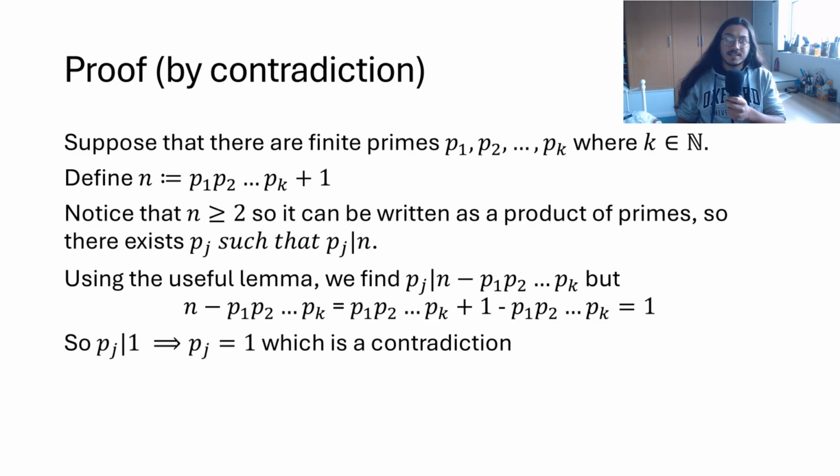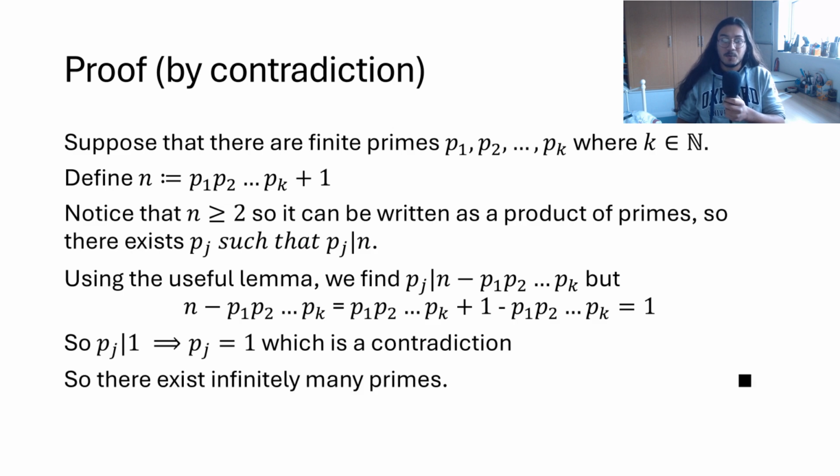The reasoning for that is any number that divides 1 must then be equal to plus or minus 1. But pj is positive, so then pj must be equal to 1. But then that's a contradiction, because pj being prime means that it is greater than 1. So there it is, our contradiction, which then means that there exist infinitely many primes.